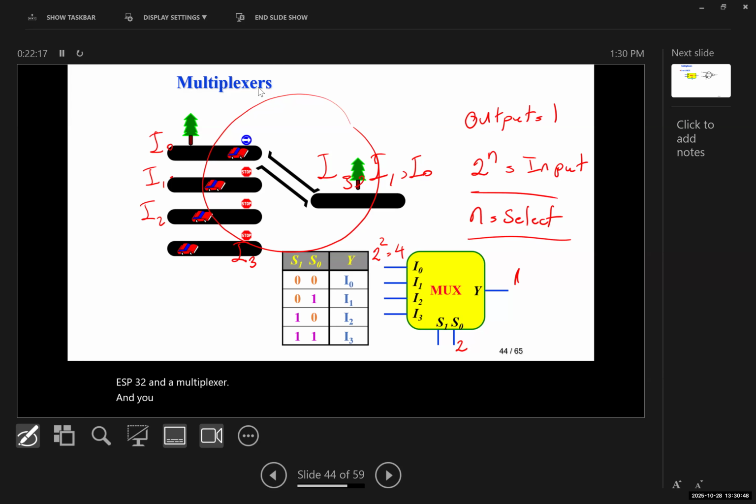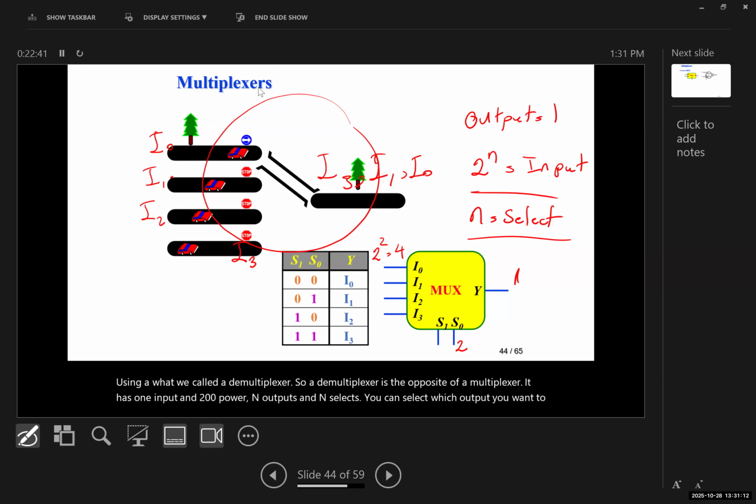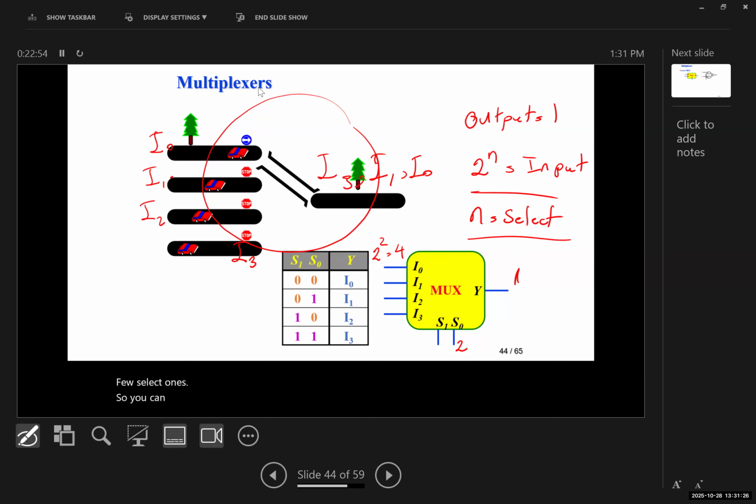And you can do the same thing for the output as well. Imagine your Arduino has only 1 or 2 outputs, and you want to control 10 different lights using what we call a demultiplexer. So a demultiplexer is the opposite of a multiplexer. It has 1 input and 2 to the power of n outputs and n selects. You can select which output you want to turn on, for example, which light you want to turn on. You can control hundreds of lights by using just a single output and a few select points. So you can multiply the outputs that you can control.